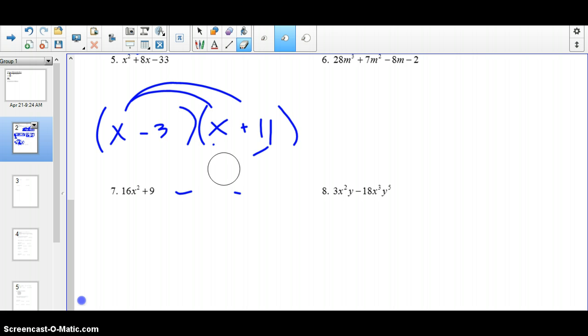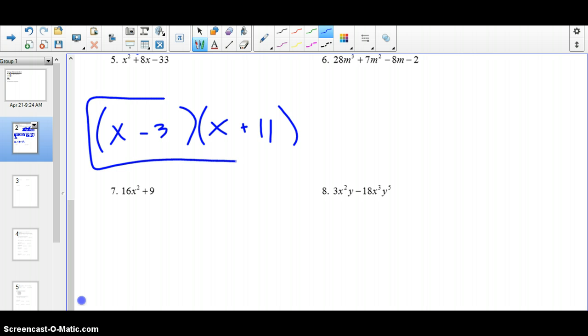All right, last one. First, check for a GCF. Is there a greatest common factor in number 6? No. Check and see if it's a special case. Is it a difference of squares? No, there only has to be 2 terms for that. Is it a perfect square trinomial? No, a trinomial has 3 terms. So the next thing I would check for is if I could factor it by grouping, meaning are there 4 terms? And there are 4 terms, so that's what I'm going to do.